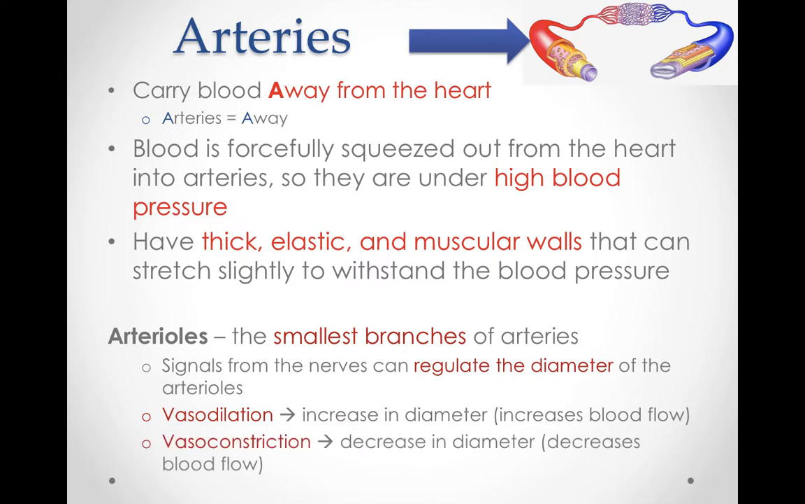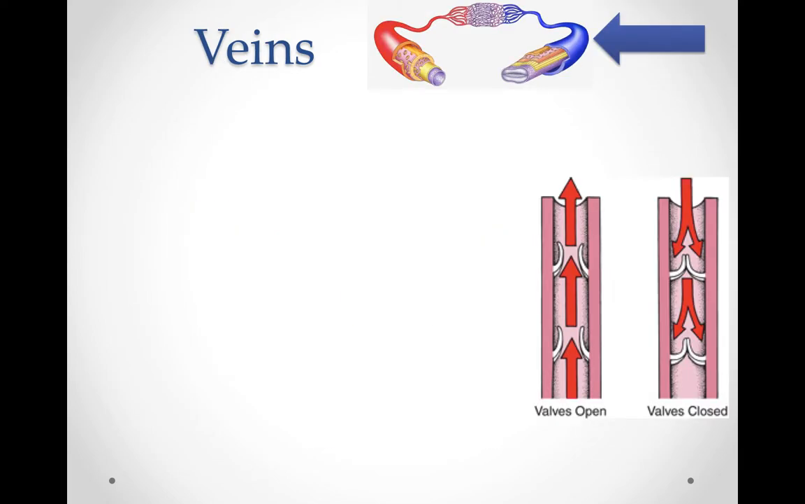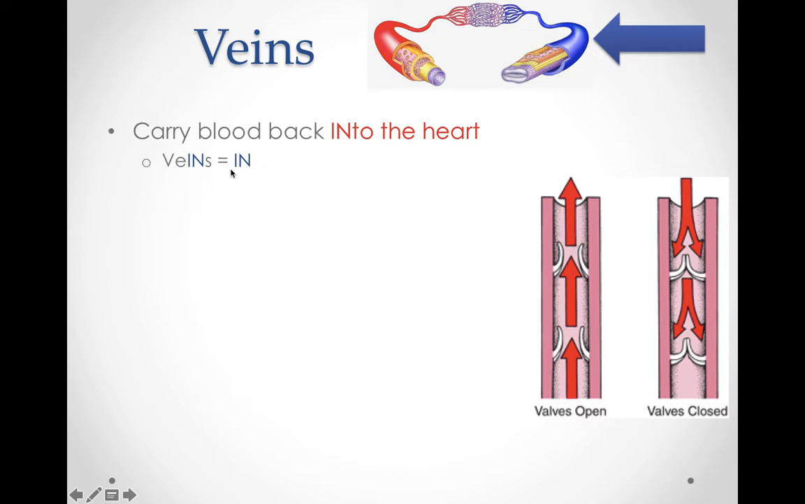And then the opposite of that is vasoconstriction. So they're squeezing tighter, decreasing in diameter, and that will decrease the blood flow that is able to go through them. The next type was veins. So remember, arteries carry blood away from the heart, veins carry blood back into the heart. My trick to remember this is veins has IN for in, and it's bringing blood back into the heart.